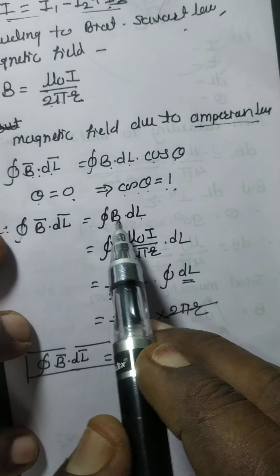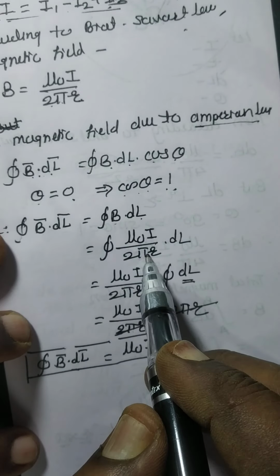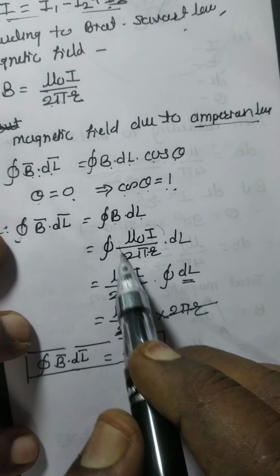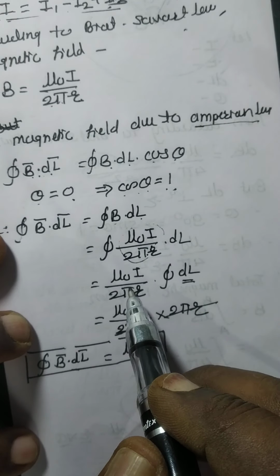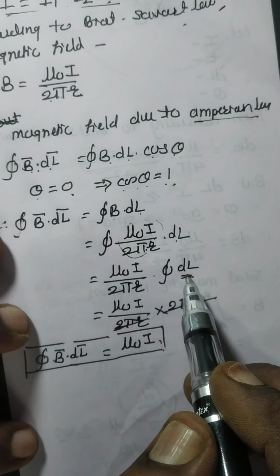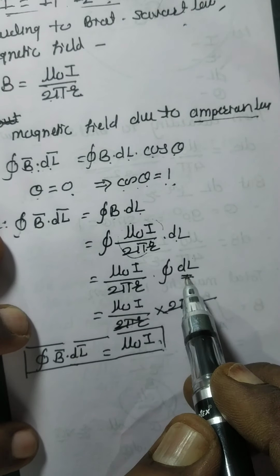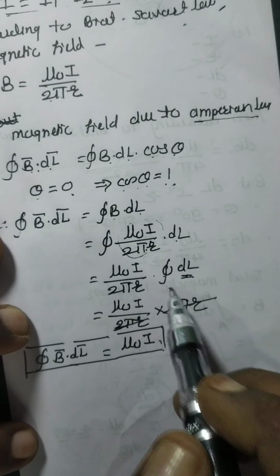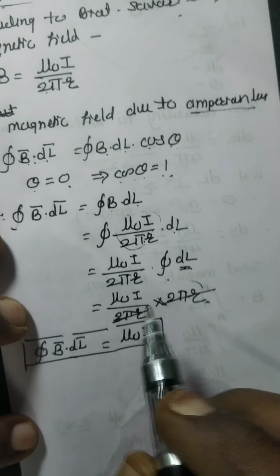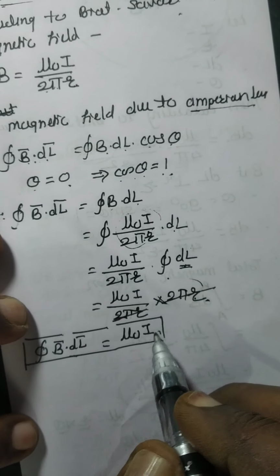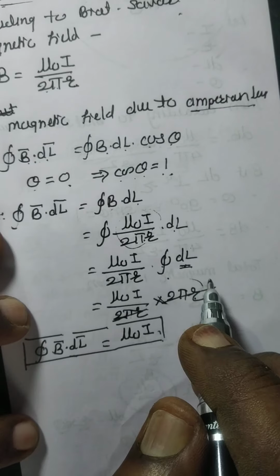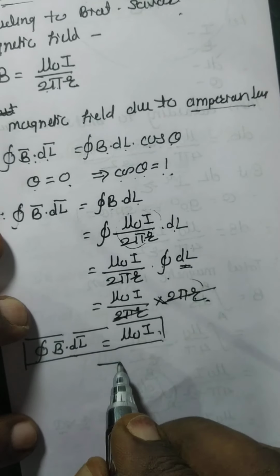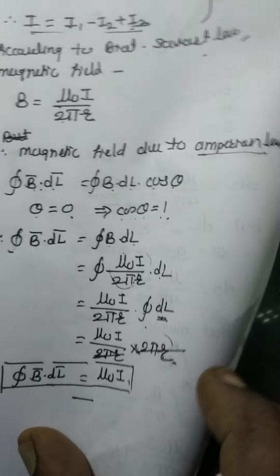राहिलं हे B ची व्हॅल्यू आपण इथे सबस्टिट्यूट केली. हा टोटल कॉन्स्टंट आहे, त्याला बाहेर काढलं. इंटिग्रेशन ऑफ dl, लेंथ ऑफ स्मॉल एलिमेंट, इंटिग्रेशन टोटल लेंथ मीन्स सर्कम्फरन्स, याला हे कॅन्सल राहिलं म्यू नॉट I. This is about the proof of Ampere's law.